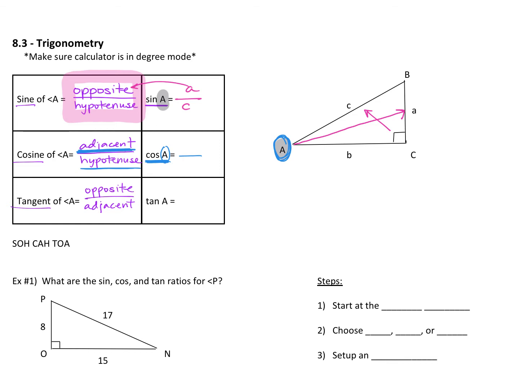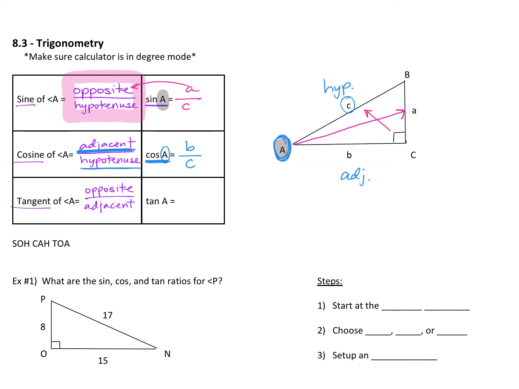So if that's the case, then when I say the cosine of A, I say what over what? What is adjacent right now? B. This is your adjacent side. Okay, so that's B. And then your hypotenuse, that's this side, is C. So cosine A is B over C.